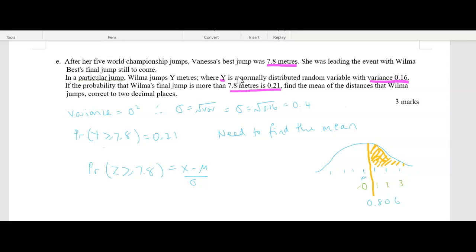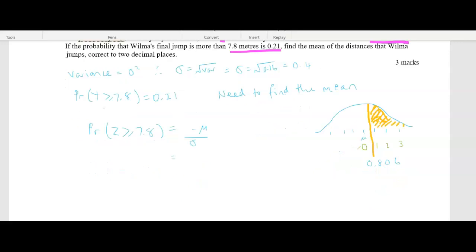So what I'm going to put in here, and I just realized this should be a y. So we want 7.8 minus the mean, which is what we're solving for, over your standard deviation, which is 0.4, and that is equal to your z-score, which is 0.806.